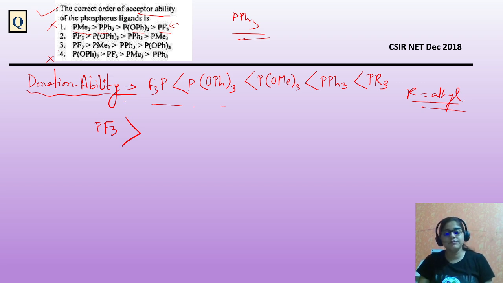So after PF3, here it is written PMe3, but we know that PMe3 or PR3, any alkyl chain if present, can donate in a better way. So it can't accept. So it is a better donor, and this will be the correct option. I have shown you this also. So after PF3, actually P(OPh)3 is there, then P(OMe)3. So here PPh3 is there and PMe3. Okay, so 2 is the right answer here.